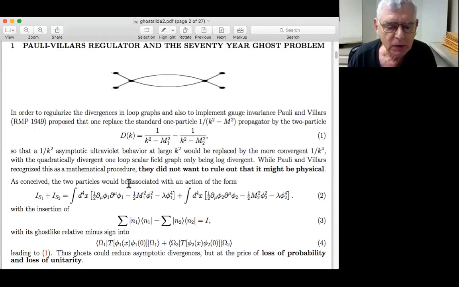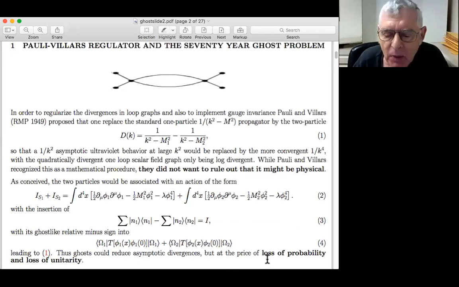As they produced it, you have to have two actions for two scalar fields, but you have to have one of them with a negative minus sign in the completeness relation. And when you insert equation three into the propagator, into this propagator, then you are led to equation one. So as far as they were concerned, ghosts can reduce asymptotic divergences, but at the price of the loss of probability as seen in this minus sign and the loss of unitarity.